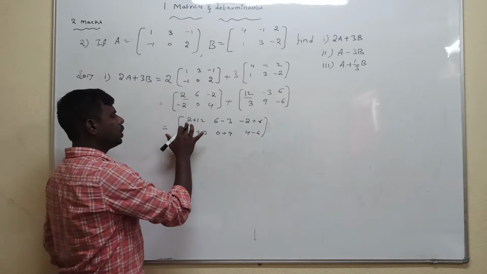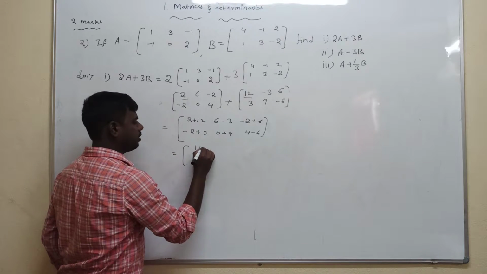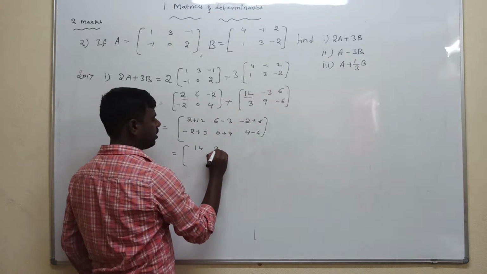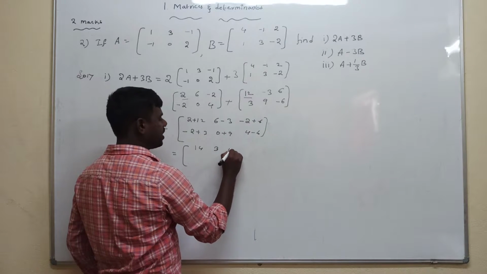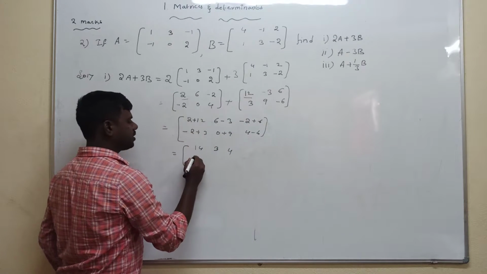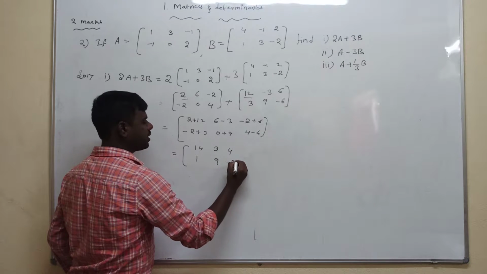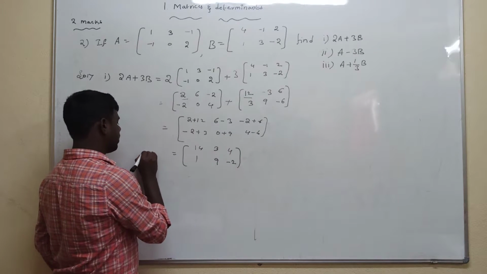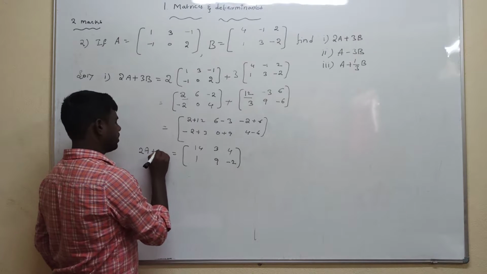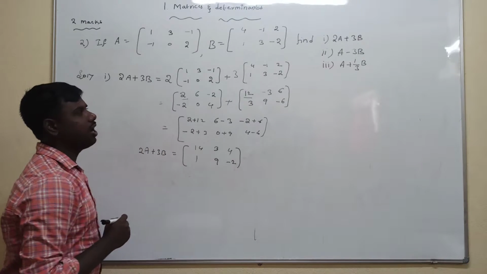Finally we get the answer: 2 plus 12 is 14, 6 minus 3 is 3, minus 2 plus 6 is plus 4, minus 2 plus 3 the value is 1, 0 plus 9 is 9, 4 minus 6 is minus 2. This matrix is nothing but 2A plus 3B. This is the first one's answer.